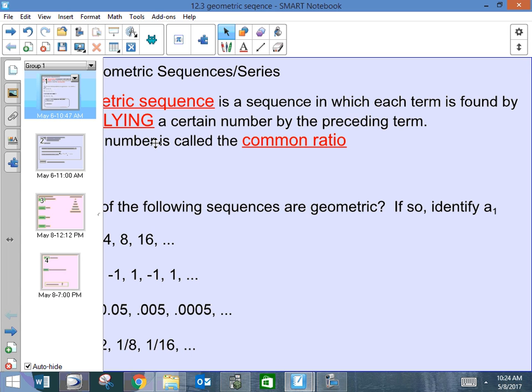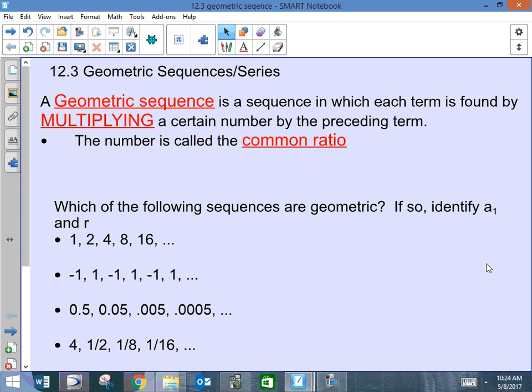Okay? All right. Geometric sequence is a sequence in which each term is found by multiplying a certain number by the preceding term. Okay? The number is called the common ratio. You can't call it a common difference. A difference is the answer to a subtraction problem. A ratio is a fraction.